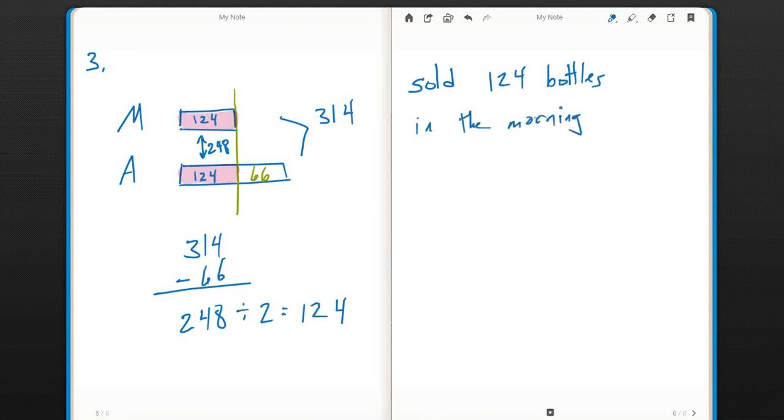Now, any time possible, I always like to encourage students to check their work, because it just helps us figure out if we missed something that we didn't realize we missed. If there's 124 in the morning, and then she sold 124 and 66 extra in the afternoon, and I add those together, then I come up with 304 total bottles sold, and that matches the information given, so I have a good amount of confidence that I have the correct answer for that problem.